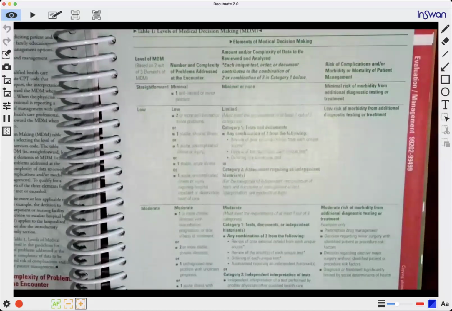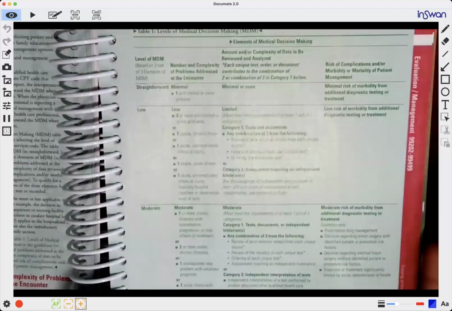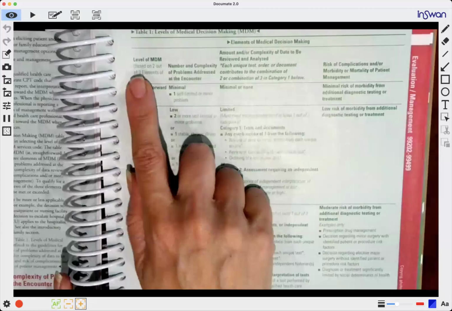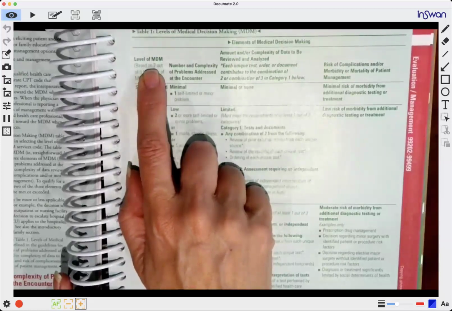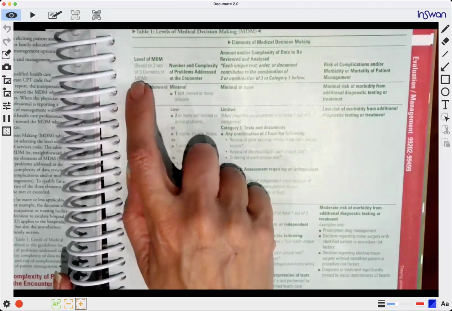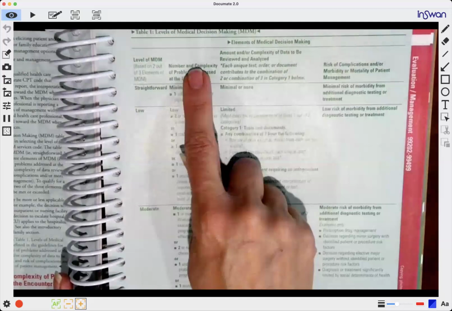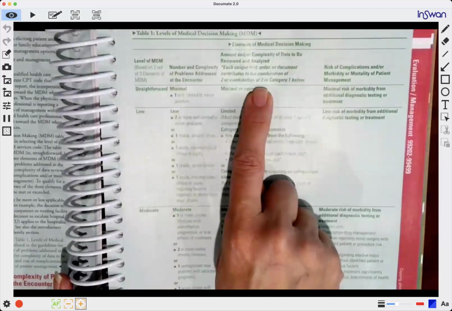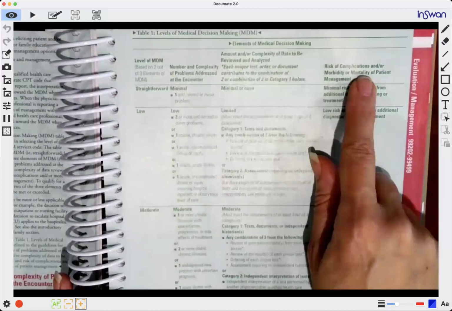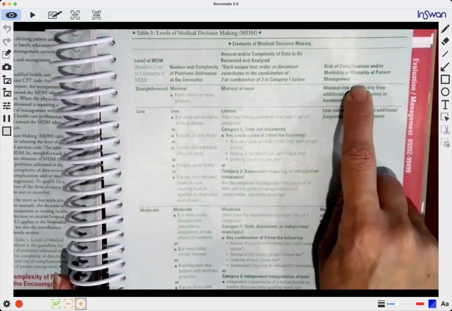And you might be wondering, well, how do I make sense of this table? And what are all these columns and what does that mean? Level of medical decision making is based on 2 out of 3 elements of medical decision making. So here are your elements, these columns here. So the number and complexity of problems, the amount and/or complexity of the data, and the risk of complications and/or morbidity or mortality.